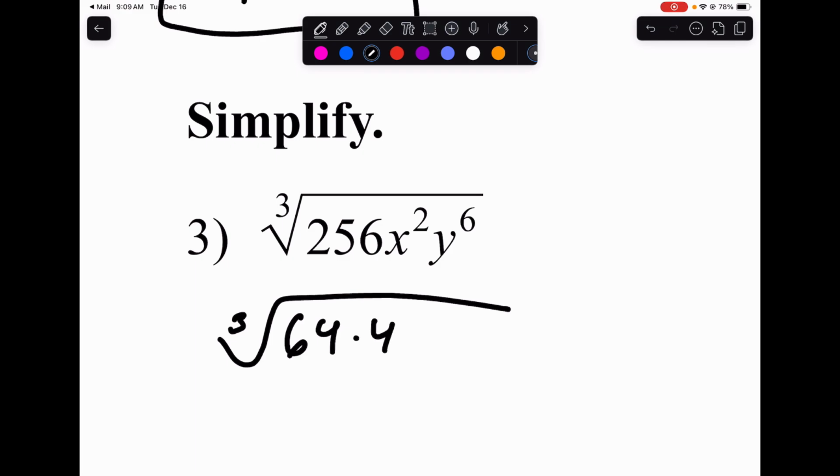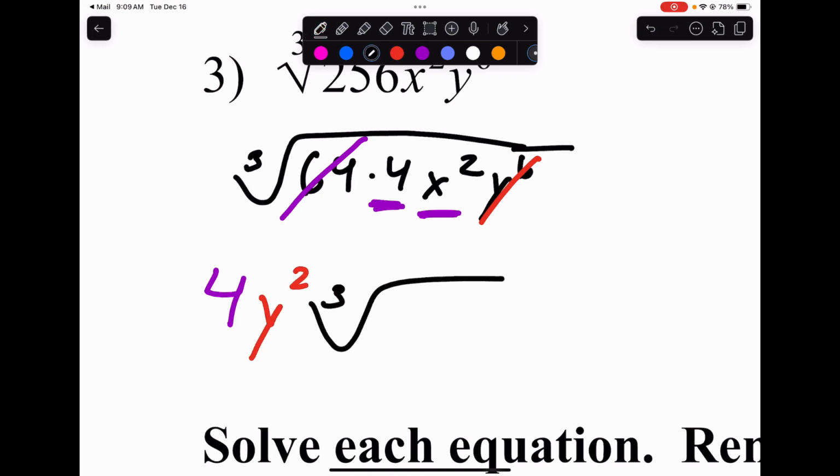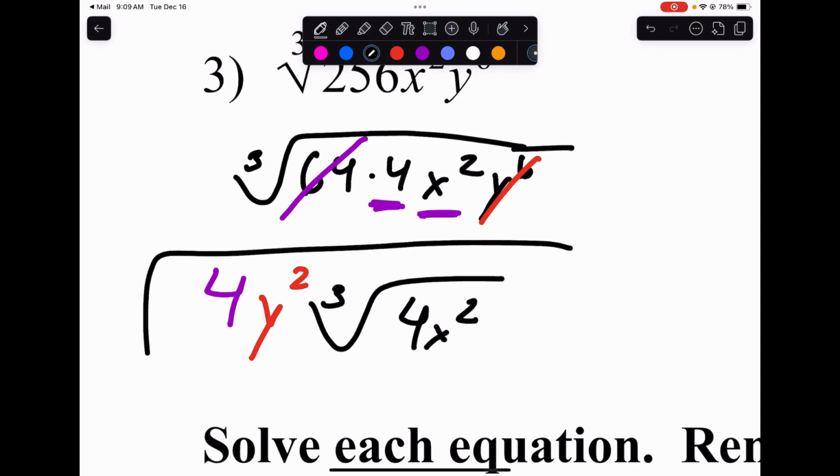And I got to break these down to things I can divide by 3. X squared I can't break down at all. Y to the 6 I actually can already divide by 3. So this 64, the cube root of it is 4. This 4 has got to stay in because I cannot cube root it. This x squared has got to stay in because I cannot cube root it. And y to the 6 I divide by 3, comes out as y squared. So on the inside I have cube root of 4x squared.